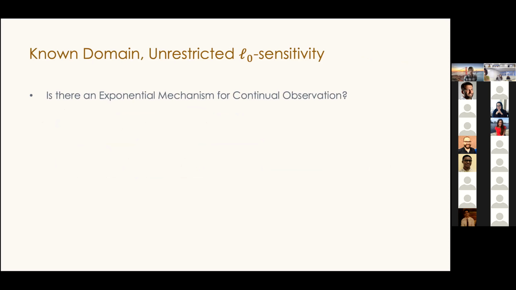I'm running a little bit low on time, so maybe I'll only describe one or two of these algorithms. The main question, where we know the domain but an event can contain lots of items, is essentially asking: is there an exponential mechanism equivalent in the continual observation setting? We want to release the top one a certain number of times. The desired behavior here is something with error that would grow only logarithmically with the stream size.